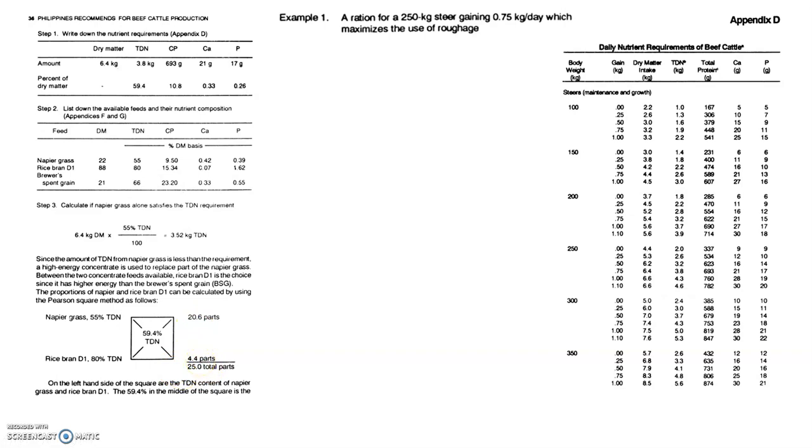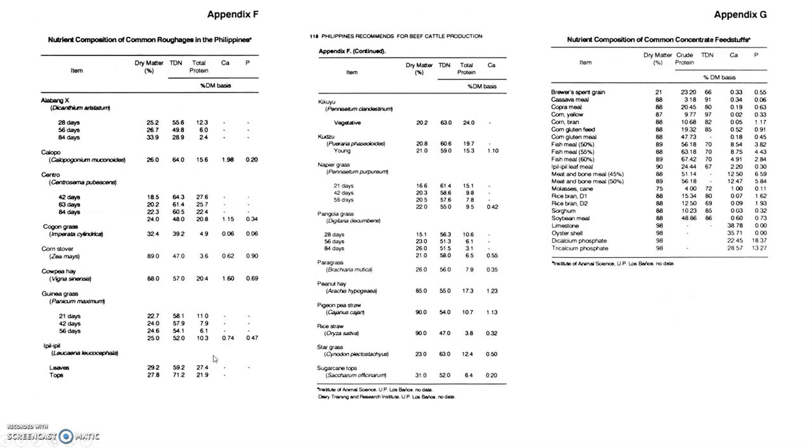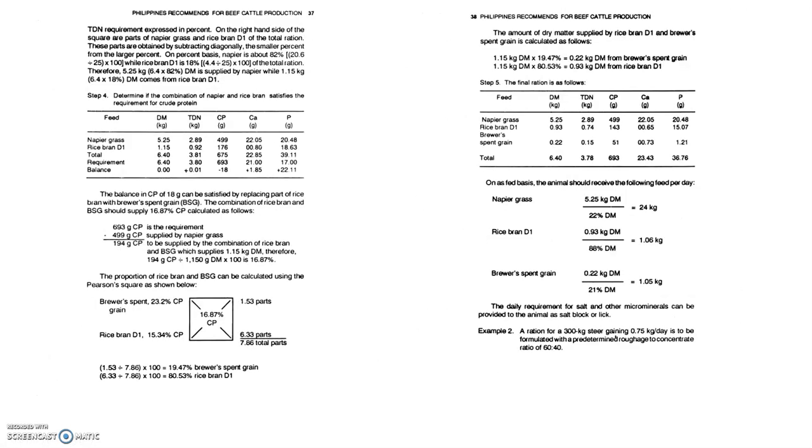Ngayon, ano yung susunod nating gagawin para dyan? So again, alam natin itong mga parts na to. Ang susunod lang na gagawin ay i-divide lang natin itong 20.6 divided by 25 tapos 4.4 divided by 25 para malaman natin kung ilang percent, okay? So, ang ilang percent ng Napier at ilang percent ng rice bran because these are termed as parts. Ang kailangan natin ay percent.